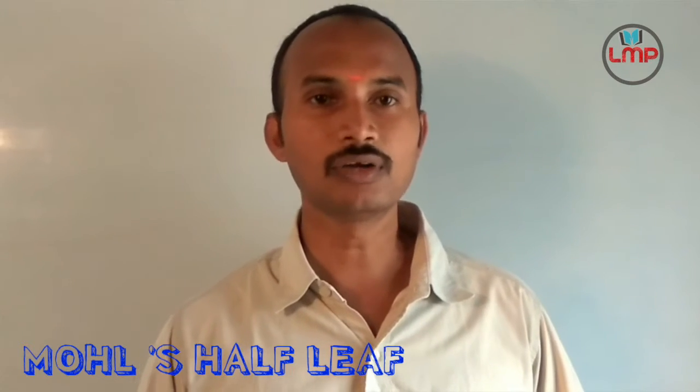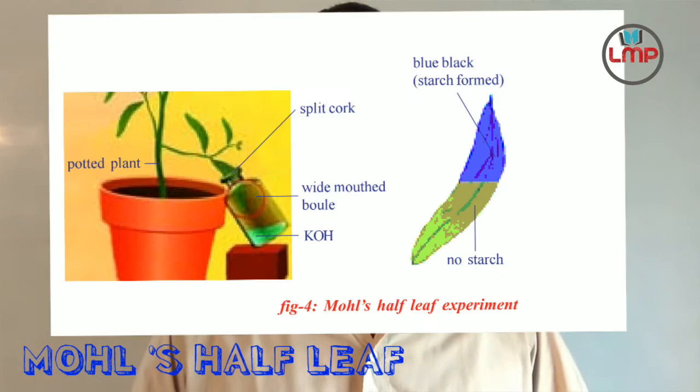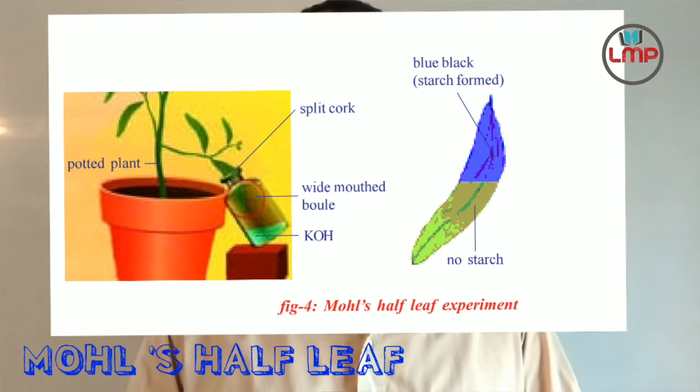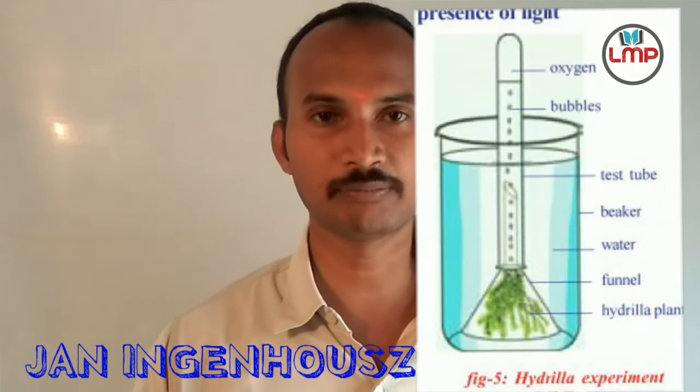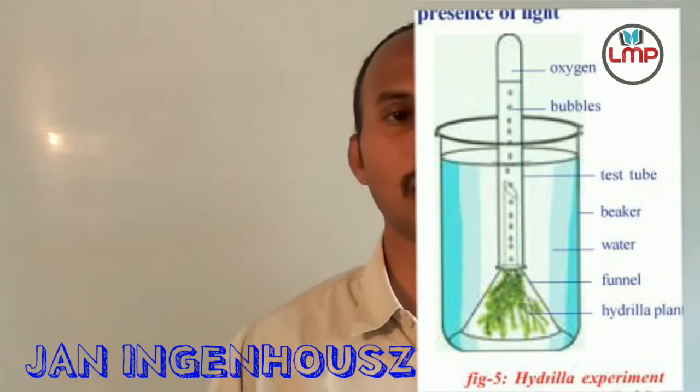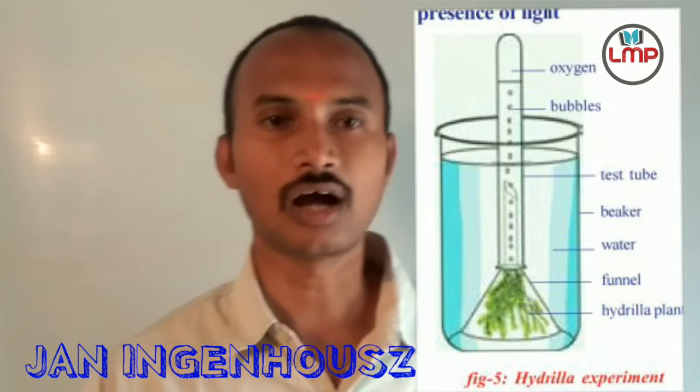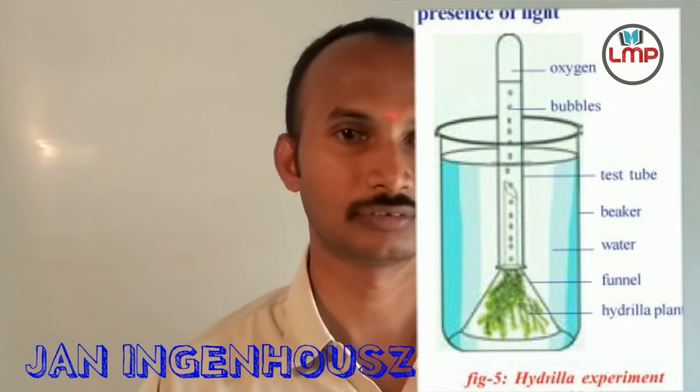Scientist Moll. Moll's half-leaf experiment is well known and popular to identify the essential role of carbon dioxide in photosynthesis. Next scientist, John Ingenhousz. John Ingenhousz was well known for the hydrilla experiment. He showed how the plant releases oxygen in presence of sunlight. Next scientist, Engelmann. Engelmann used oxygen-sensitive bacteria to study the effect of colors, particularly red and blue, on photosynthesis.